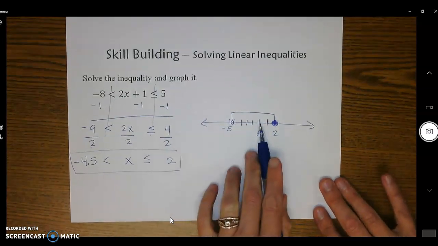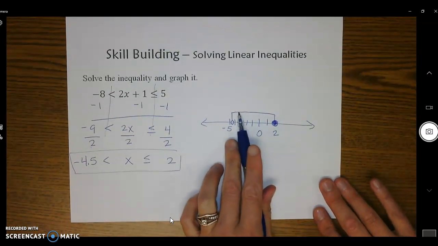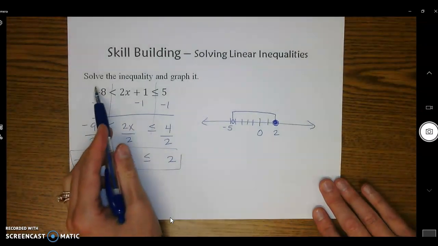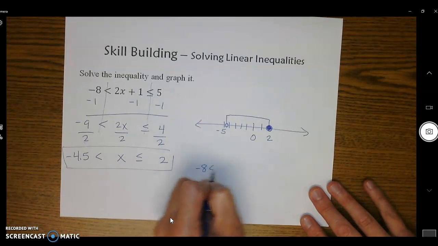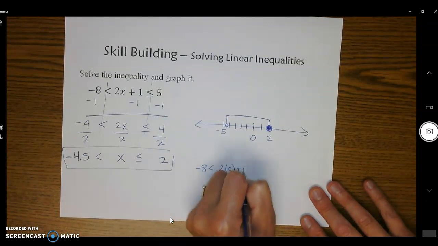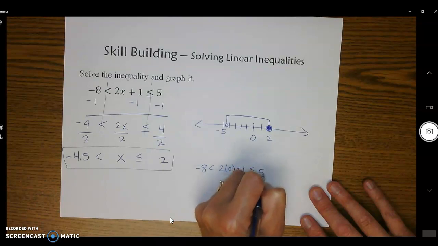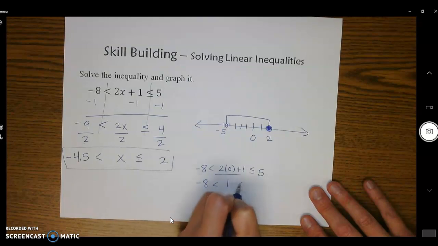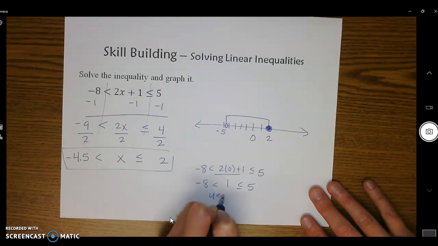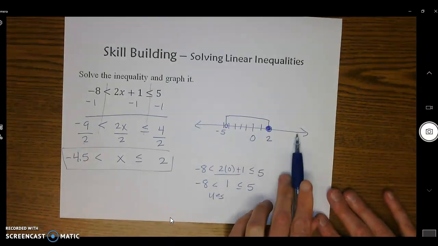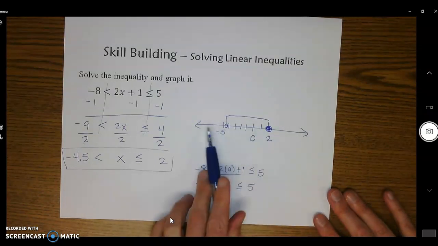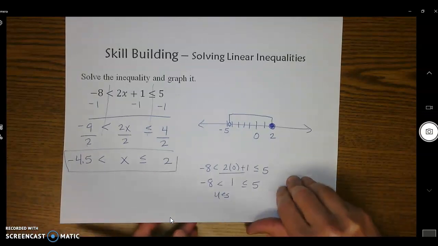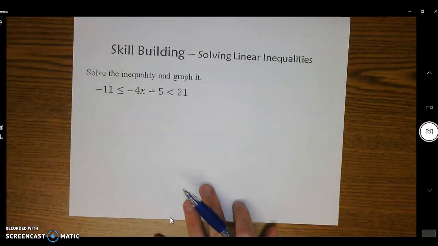Again, I can test. If I pick 0, 0 is underneath my included numbers here, my little line, so 0 should work. So if we test 0, -8 is less than 2 times 0 plus 1, less than or equal to 5. So -8 is less than 1, that's true, which is less than or equal to 5. Yep, that's all true. So it works. If I pick a number over here, greater than 2, or a number less than -5, they will not work. And you can try that on your own if you would like. All right, one more.